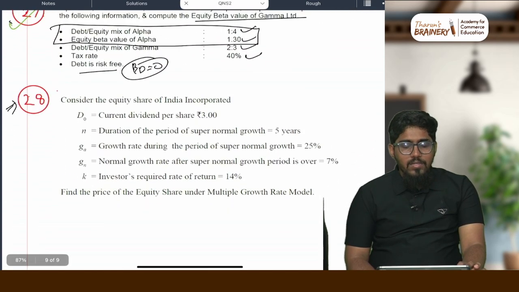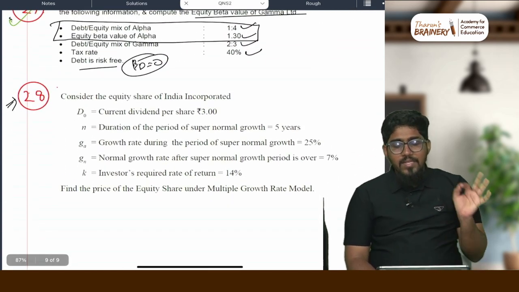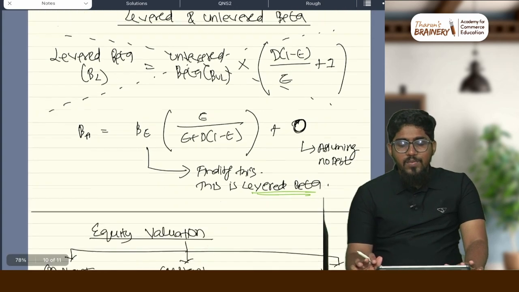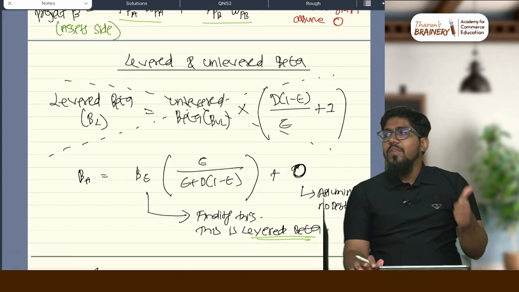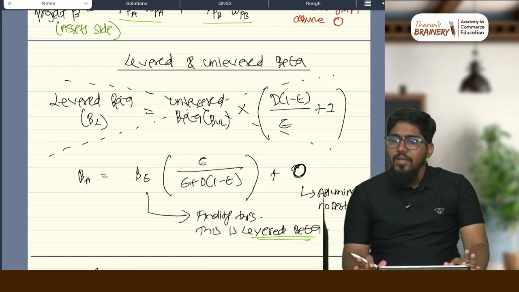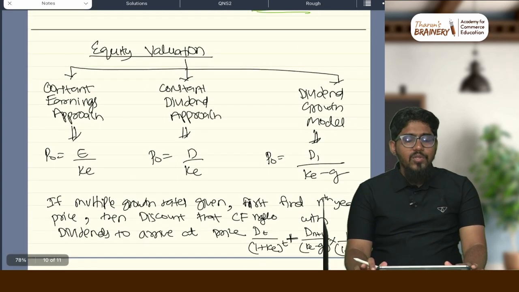Question 27. Super. Now, this much is okay. Very important. With this, we have completed the portfolio valuation completely. Now security analysis, equity valuation, very simple.